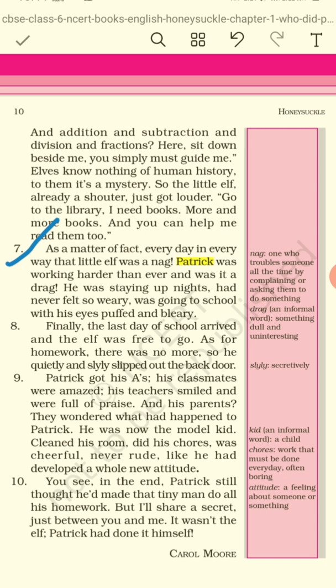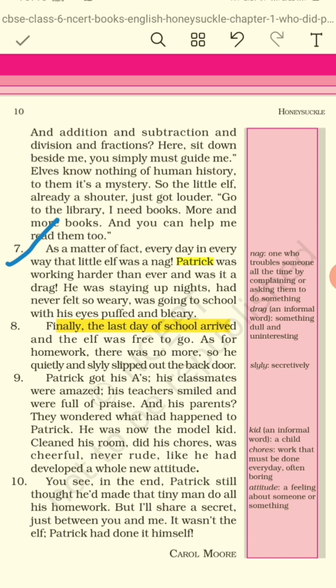Para 8. Here we go. Finally, the last day of school arrived. The day Patrick had longed, had wished for. And the elf was free to go, because the promise was that he would be staying with him until completion of homework, till the last day of school. And now, since the last day of school had arrived, the elf was ready to go, free to go.